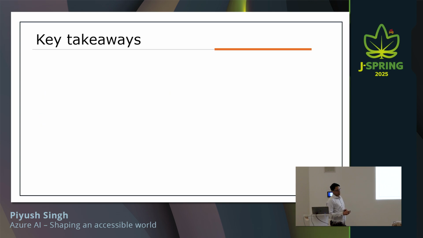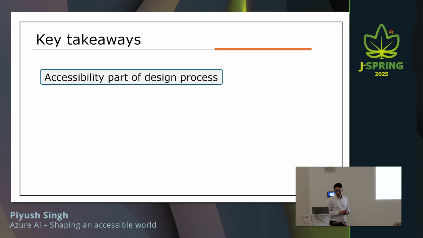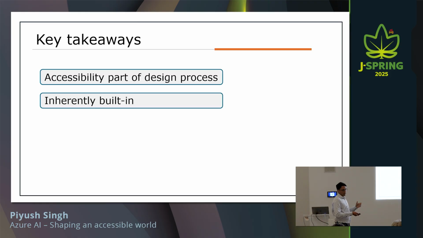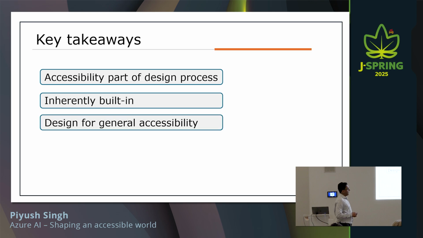That's basically towards the end of my presentation. There are a couple of key takeaways I want to highlight. Best is to have accessibility as part of your design process, not as an afterthought. That means not building everything and then thinking about what I need to do for accessibility. That makes it too complicated, and then you are doing just what is required from the regulatory perspective. Have it built in, be part of the process from the start itself.